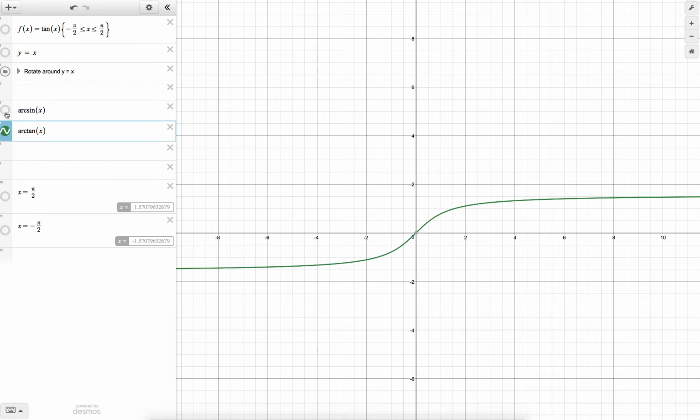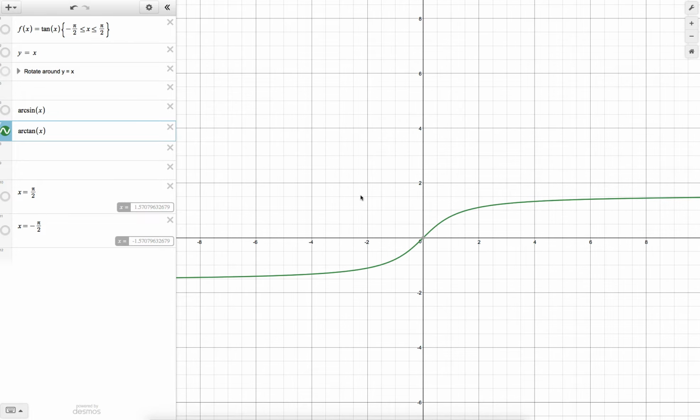If we recall, our arcsine function looks like this, and this is our arctangent function. We're going to use both of these to help us find angles and to solve some trigonometric equations. See you next time.